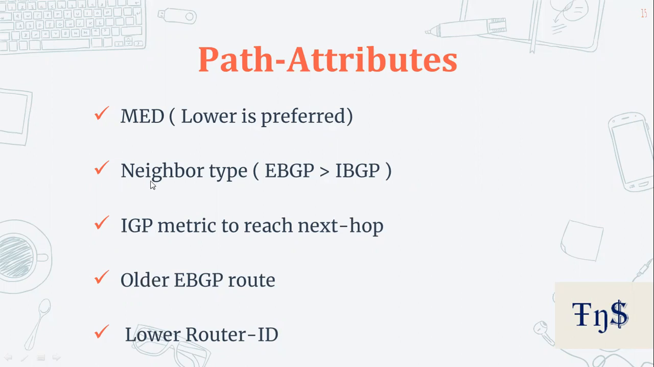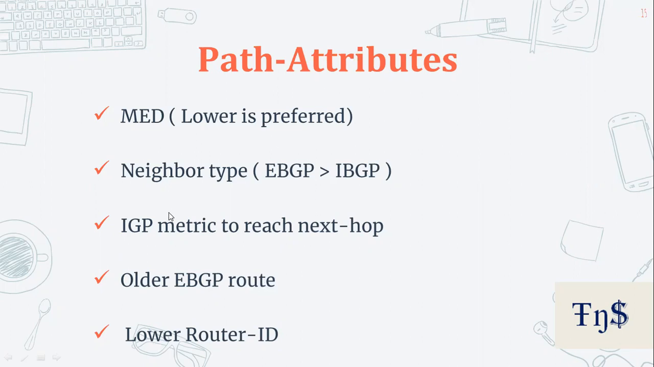After MED, this is neighbor type. If there is one route received from an IBGP neighbor and another from an EBGP neighbor, the EBGP neighbor will always be given the preference. Next one is the IGP metric to reach the next hop. If this is also a tie, it is going to compare the IGP, like if we are using OSPF, so the lowest metric to reach our next hop will be preferred. Older EBGP route, we have already seen this.